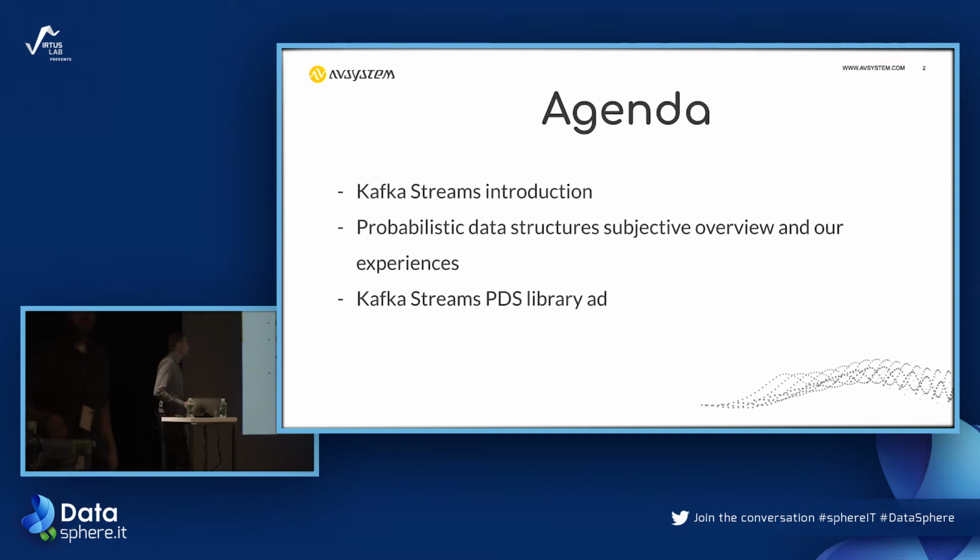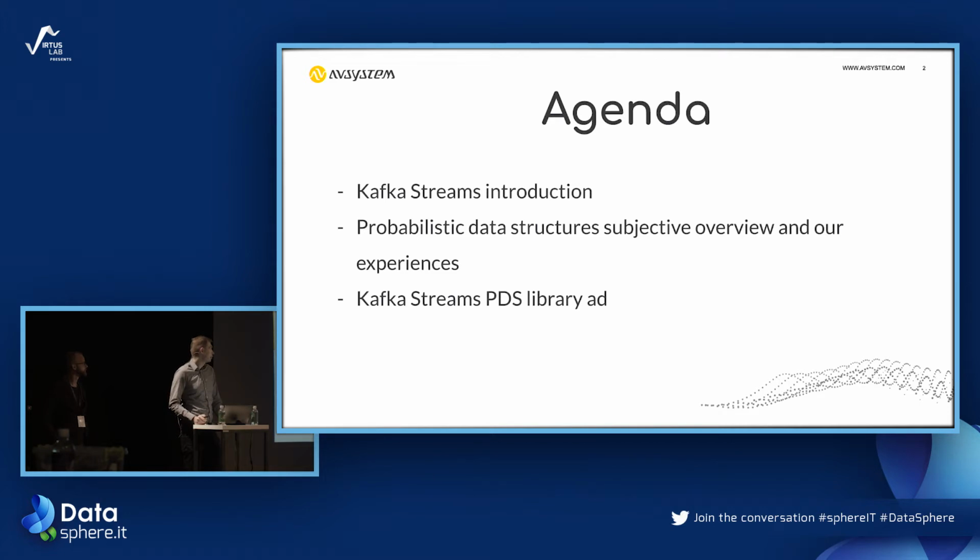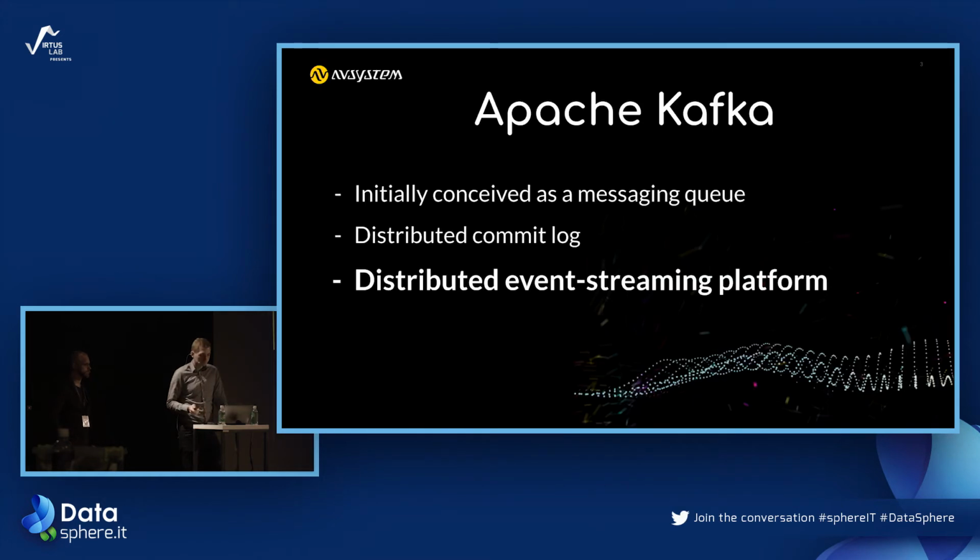Firstly, I will try to talk about Kafka Streams, mostly about the features and general concepts behind it. Then Miron will talk about his experiences with probabilistic data structures. And finally, it's going to be commercial time. We're going to introduce you to the actual code behind our library that we developed lately, which tries to solve the problem of connecting probabilistic data structures with Kafka Streams topology builders.